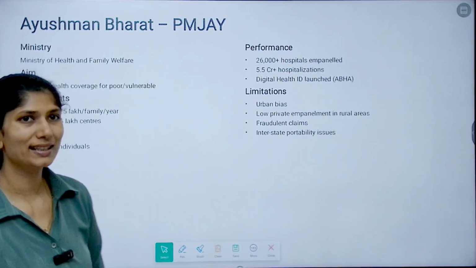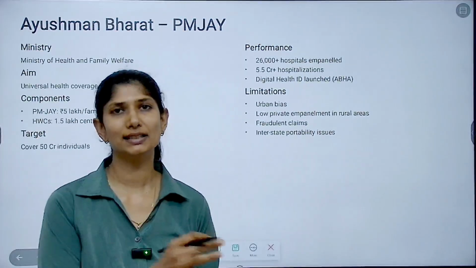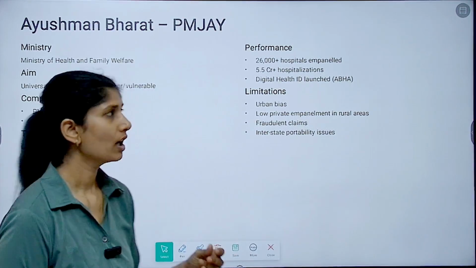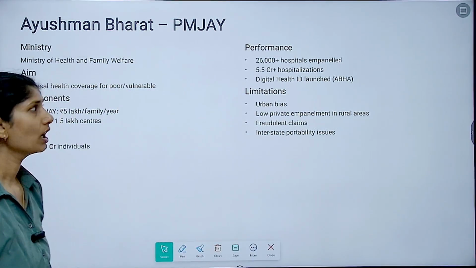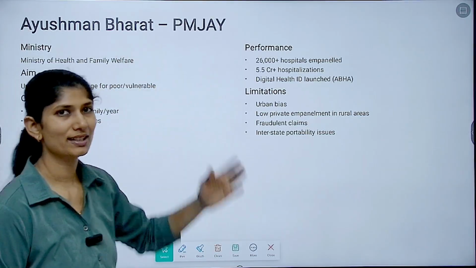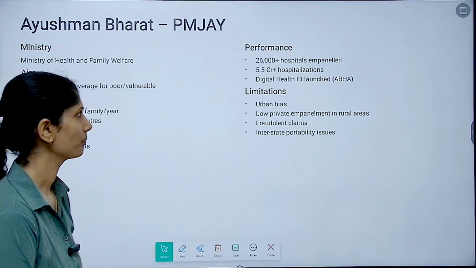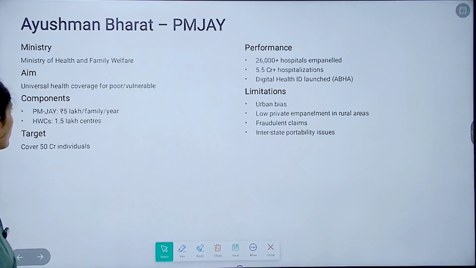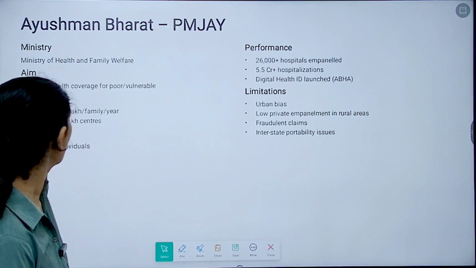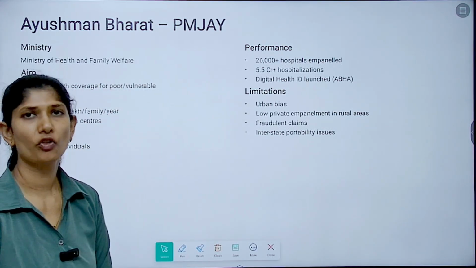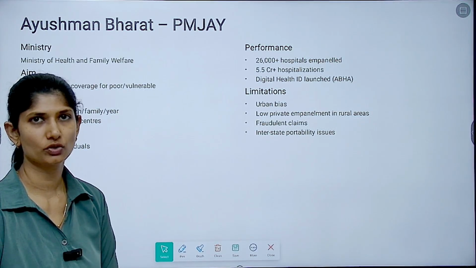Now, we will see schemes in detail. First is Ayushman Bharat, otherwise called Pradhan Mantri Jan Arogya Yojana. This comes under the Ministry of Health and Family Welfare. The aim of this scheme is universal health coverage for the poor and vulnerable sections of society.